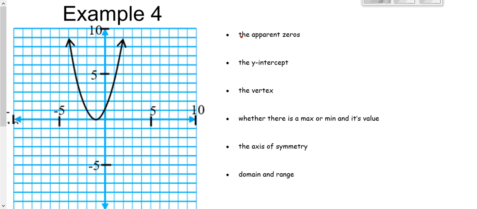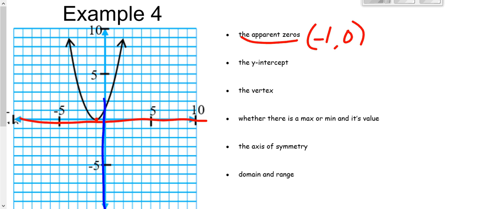All right, I want you to pause the video and try this example on your own. So let's start by finding the apparent zeros. This time, I hope you got this, there is only one place where it crosses that x-axis. The point is -1, 0, and that's it. It doesn't cross anywhere else. The y-intercept is where it crosses the y-axis. That would be at the point 0, 1.